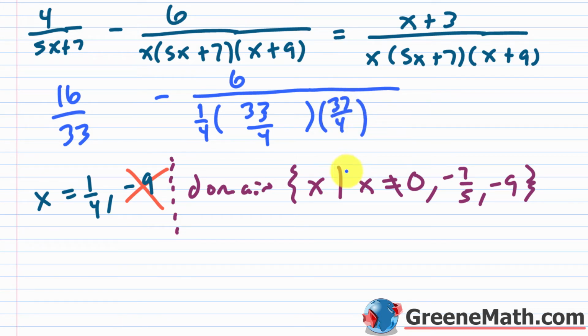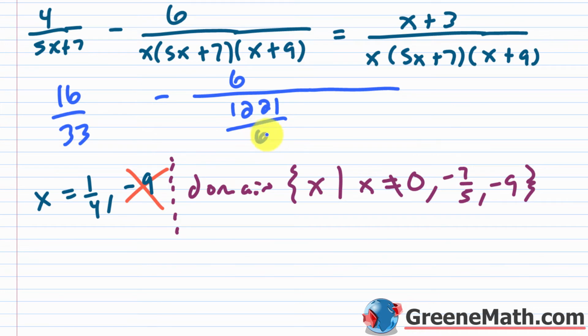And let's see what we get. So 33 times 37, that's 1,221. So let's write that. So this is going to be 1,221. And then 4 times 4 times 4 is going to be 64. So this would be over 64. Okay, I'm going to share that answer with this over here. So I'm just going to write 1/4 plus 3 over here, and then over 1,221 over 64.